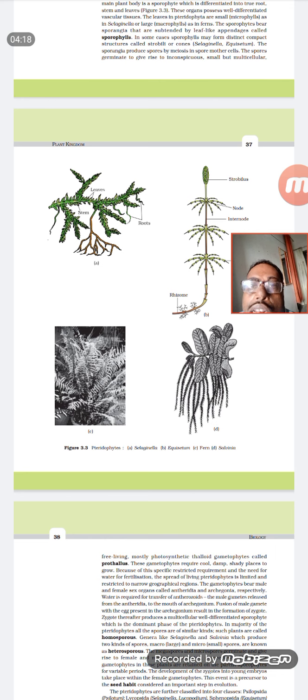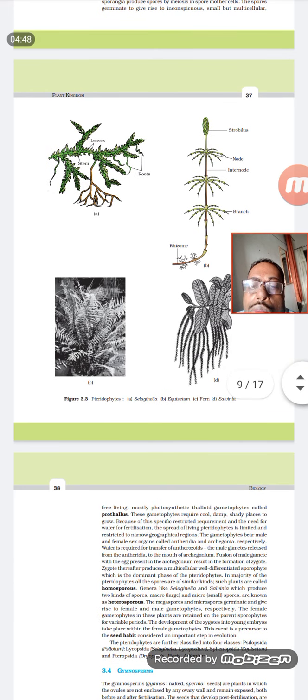And in the gametophyte, the formation of gametes is through antheridium and archegonium. Antheridium is responsible for the male, and archegonium is responsible for the female. And here the archegonium is immobile. That means it is not moving, but the male gametes are motile in nature. So they use water, and they fuse and form zygotes, and that will develop into another form.